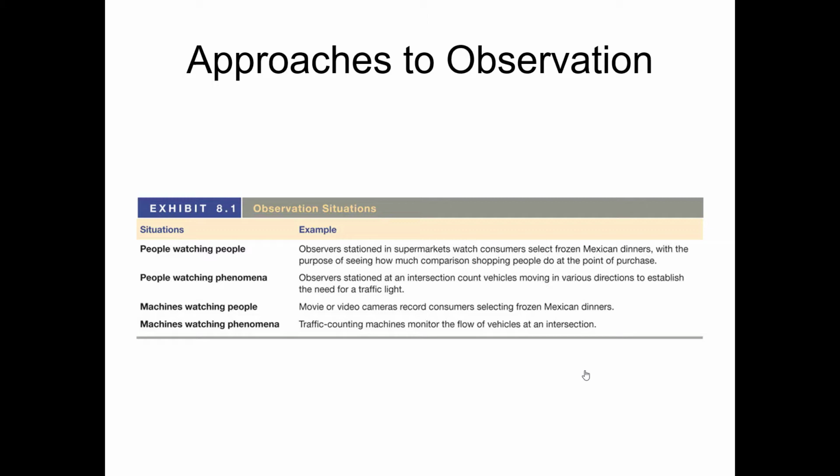And machine watching phenomenon is obviously also very common. For example, at an intersection, you still have people watching how many vehicles pass in different directions. We can also have machines count the vehicles and then figure out whether we need to do something about the traffic. So those are the four different approaches to observational research.